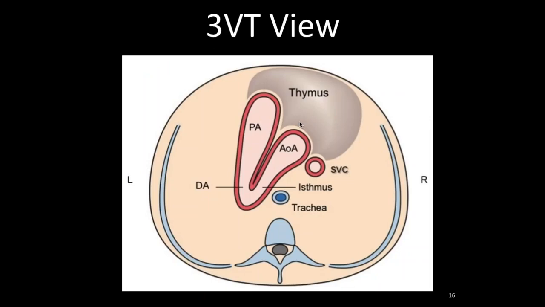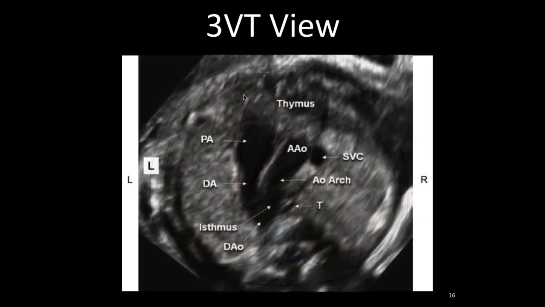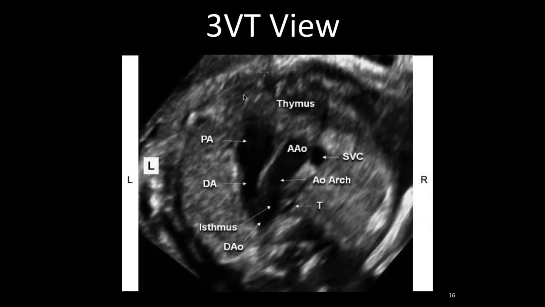So, a review of the anatomy before we go into more details: pulmonary artery, ascending aorta, superior vena cava, ductal arch, aortic isthmus, coming to the descending aorta to the left side of the trachea. The thymus gland occupies this anatomic region here, and here's an overlapping ultrasound image to show you the same anatomy.